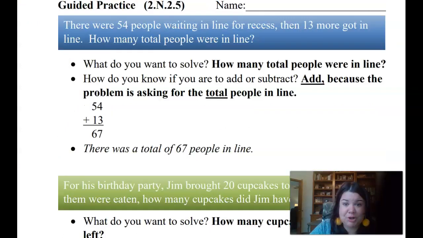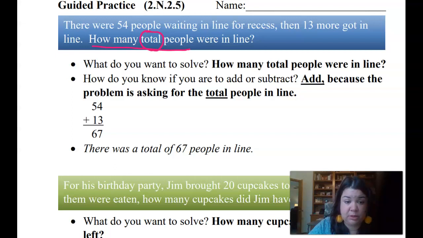Okay? All right, let's look at this one. There were 54 people waiting in line for recess. Then 13 more got in line. How many total people were in line? So what are our key words there? Well, I would definitely analyze how many total people. What's total? So what does that tell us if they want the total? Well, when we see total, it tells us we need to add. So then we put 54 plus 13, and that equals 67.